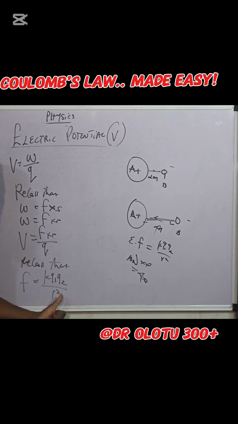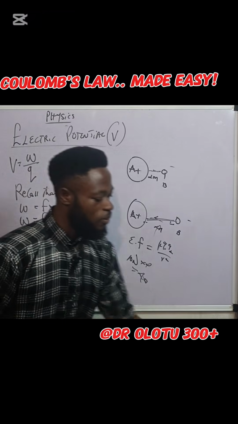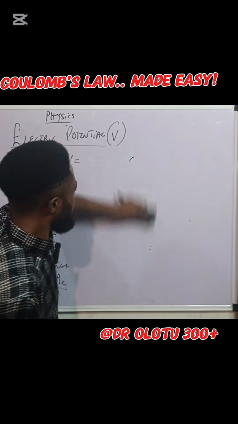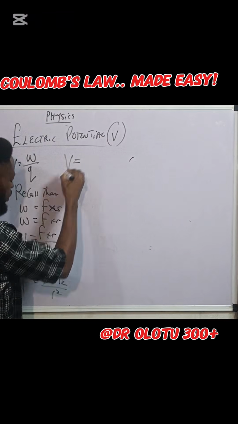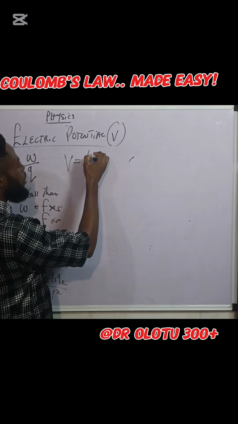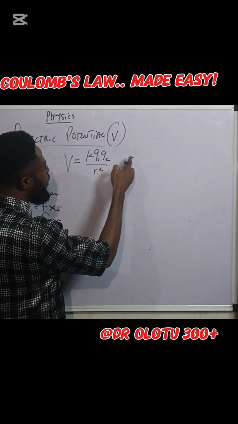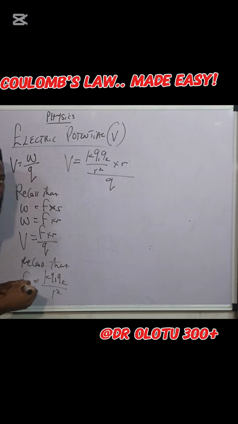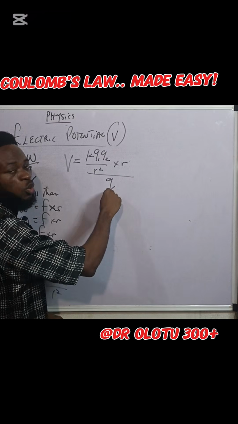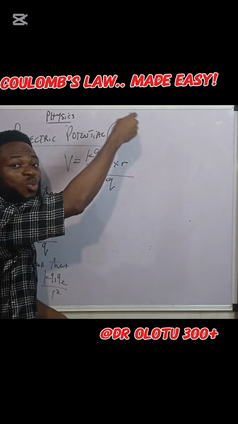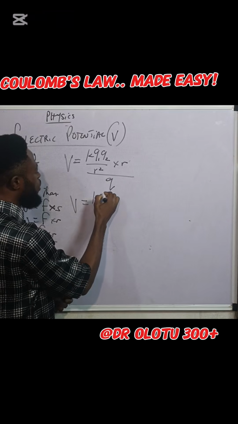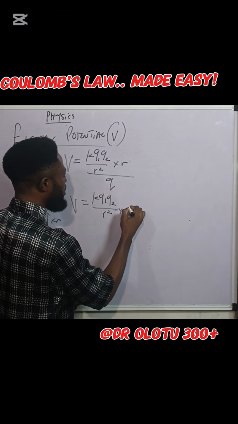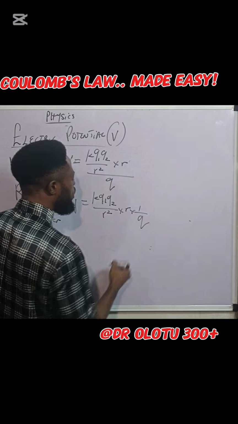So if F is KQ1Q2 over R square, we can remove F here and substitute. In that case, we come here and say V is equal to, in place of F now, KQ1Q2 over R square, times R, all over Q, right? Now, over Q means divided by Q, which also represents times 1 over Q. So I'll say V is equal to KQ1Q2 over R square times R over Q, now meaning times 1 over Q, right?